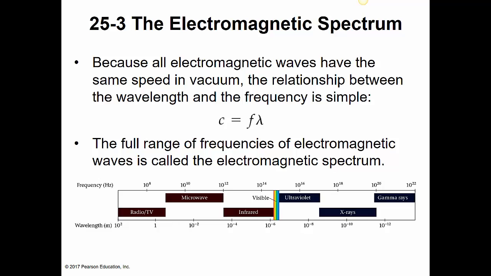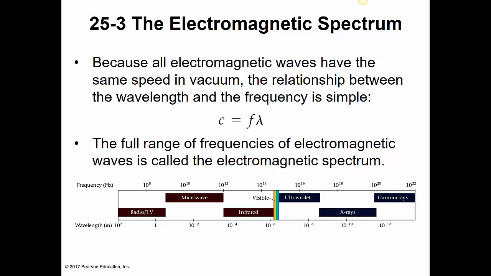Because all electromagnetic waves have the same speed in a vacuum, the relationship between wavelength and frequency is simple. Remember that v equals lambda f. So c equals lambda f. The full range of frequencies of electromagnetic waves is called the electromagnetic spectrum. The longest wavelengths of the spectrum are radio and TV waves. Next shortest are microwaves. Infrared waves are just a little bit too long for us to see. Then we have a very small portion of the spectrum that's the visible light that we detect with our eyes.